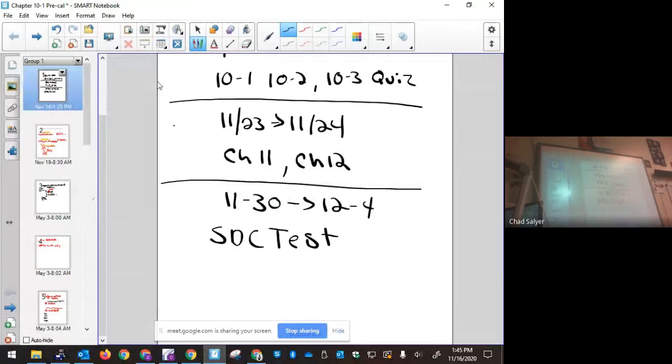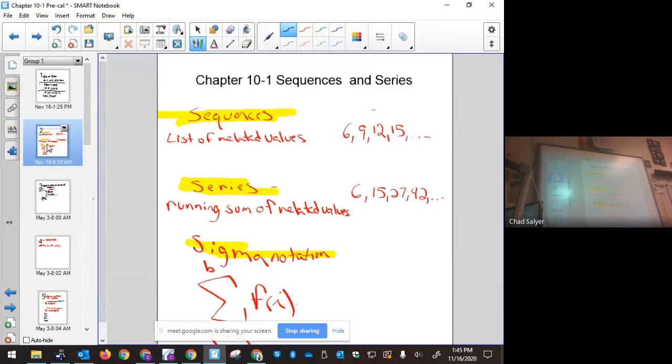Okay, ladies and gentlemen, chapter 10 is about what we call sequences and series. A sequence is a list of related values. How are they related? Well, in many different ways. There are a few common types of sequences that we'll discuss, but some are just oddballs and unusual. So that's the definition of the term sequence: a list of related values.